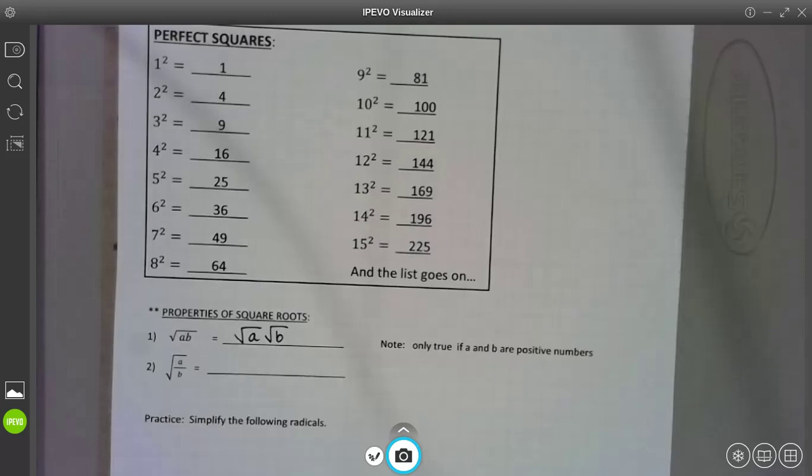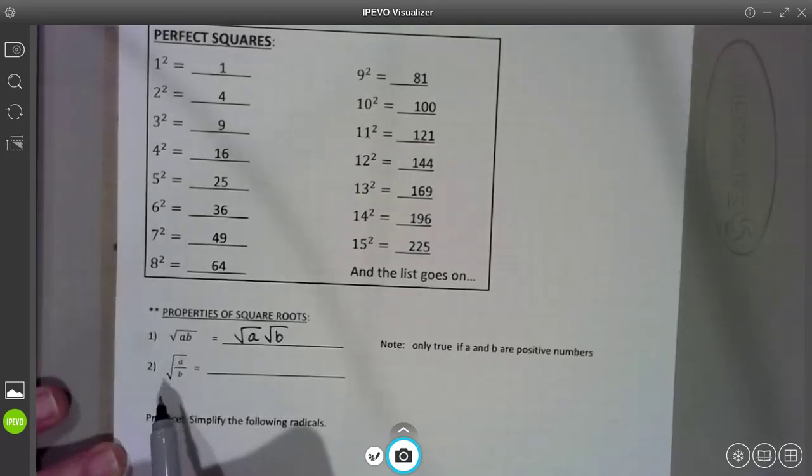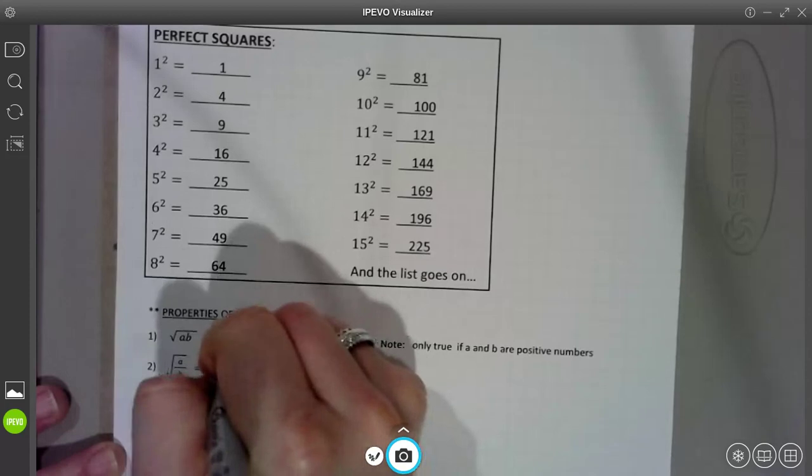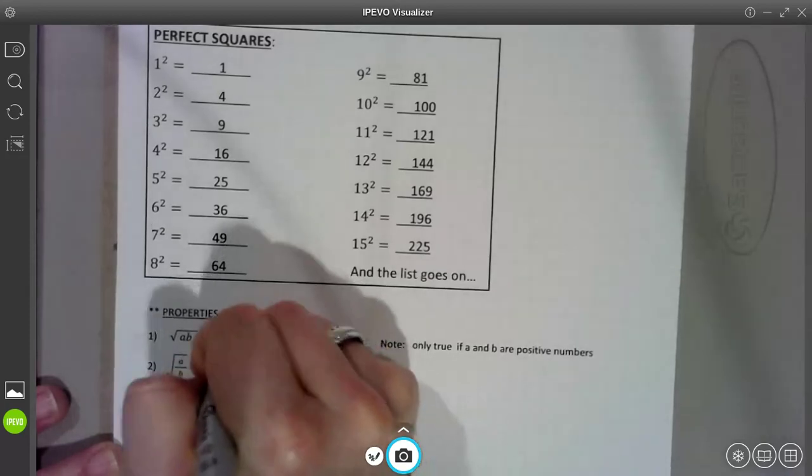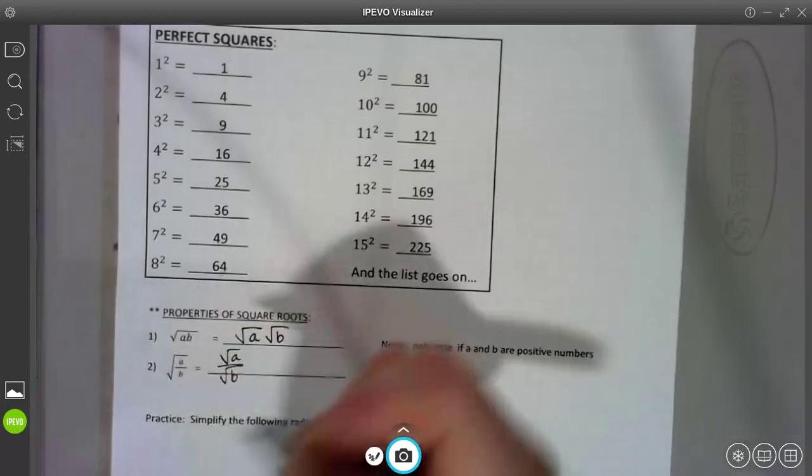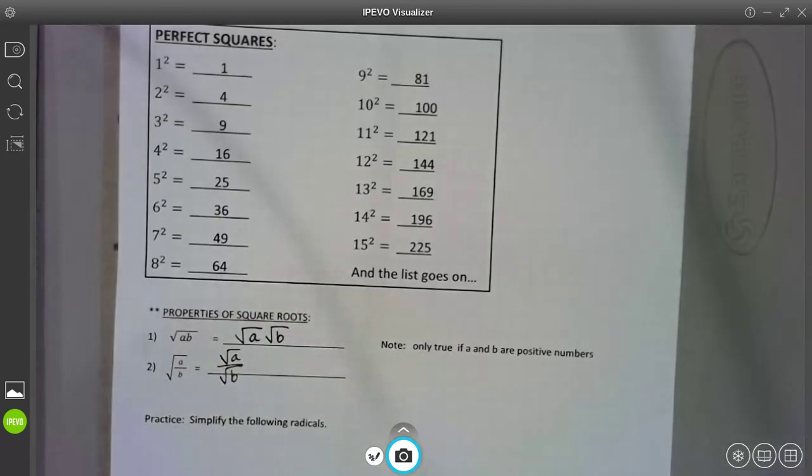Another property of square roots, another thing you're allowed to do with them, is if you have the square root of a fraction, the square root of a divided by b, you're allowed to split that into individual square roots as well. You're allowed to rewrite that as the square root of a divided by the square root of b. You can split them into their own individual square roots, and it doesn't change the answer. So that's another thing we're going to use to simplify square roots, okay?